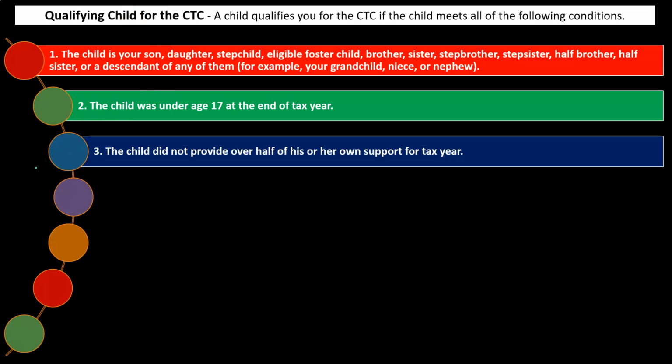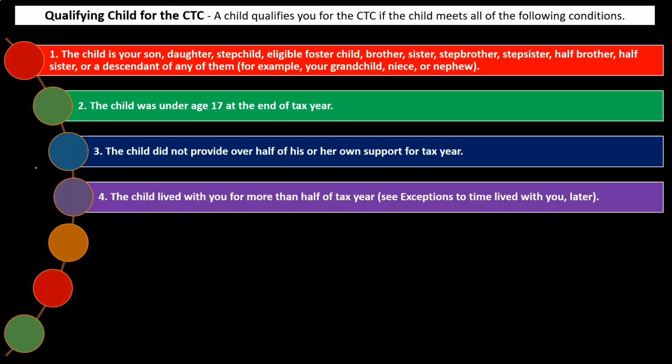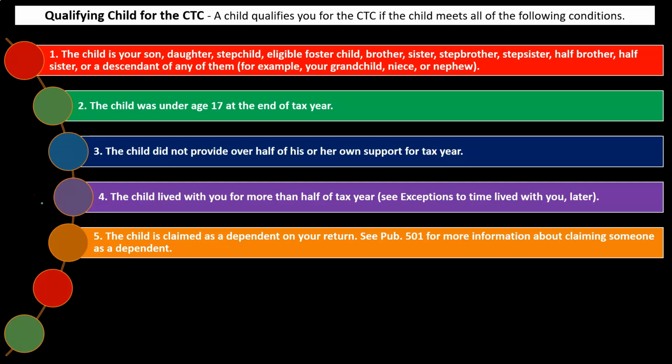So 3, the child did not provide over half his or her own support for the tax year. 4, the child lived with you for more than half of the tax year. You can see exceptions to time lived with you later, so you might have some exceptions in that situation. You could have joint custody kind of situations where you might want to dive a little bit more into more detail there. 5, the child is claimed as a dependent on your return.